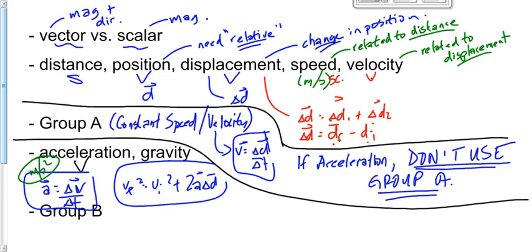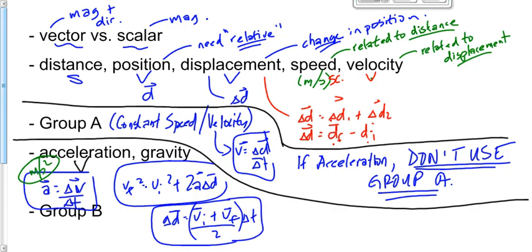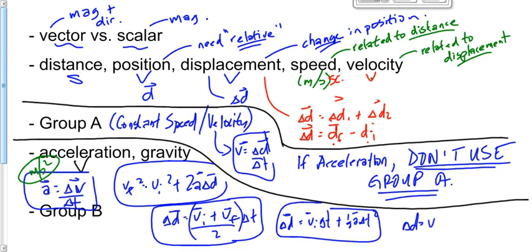We have D is equal to VI plus VF over 2 times T. We have D is equal to VIT plus 1/2 AT squared. And we have D is equal to VFT minus 1/2 AT squared.